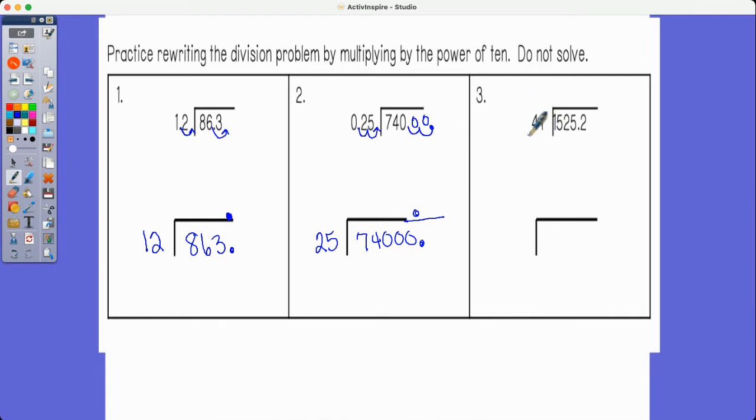Okay, how about this one? This one is 41. The decimal is already at the end after the 1, so we don't have to do anything to either of these problems. Decimal point goes straight up in the answer, in the quotient.